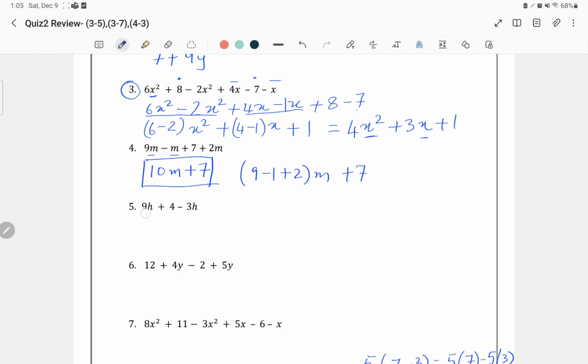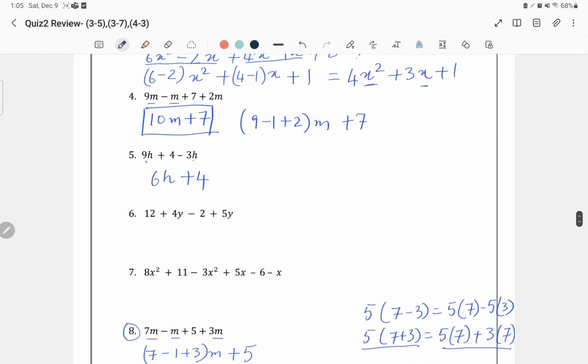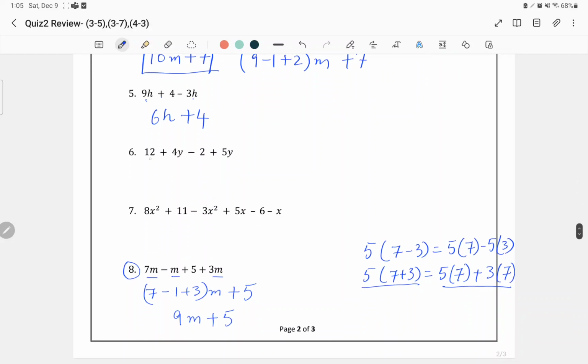9h minus 3h is 6h plus 4. I have 9h and 3h are like terms and there is a subtraction sign in between them. So 9h minus 3h gives me 6h plus 4. Here you have 12 minus 2 is 10, 4 plus 5 is 9y.